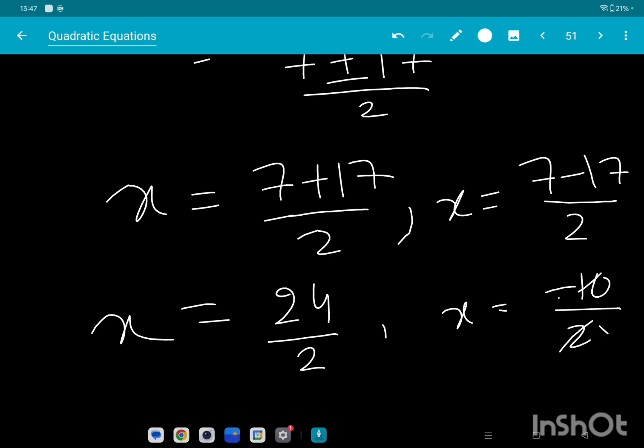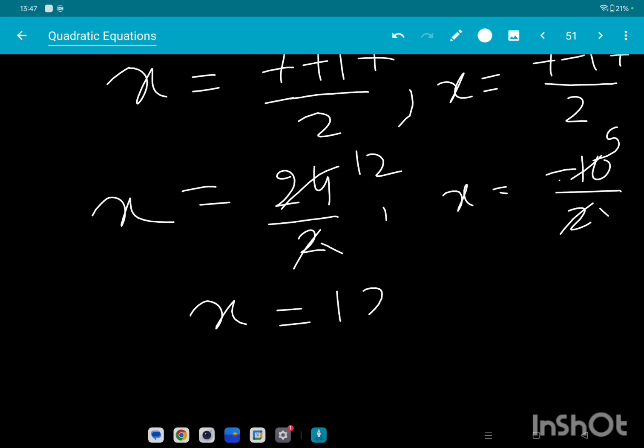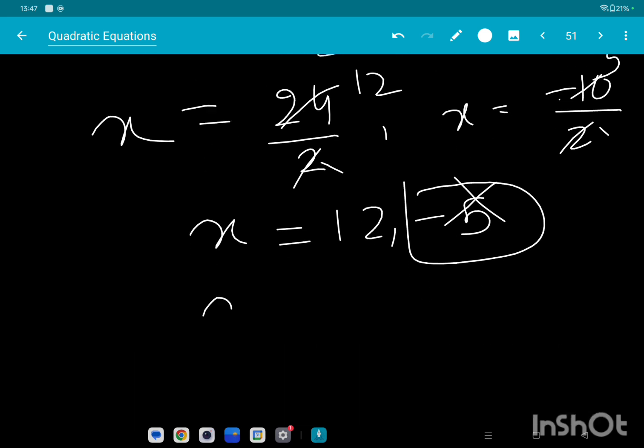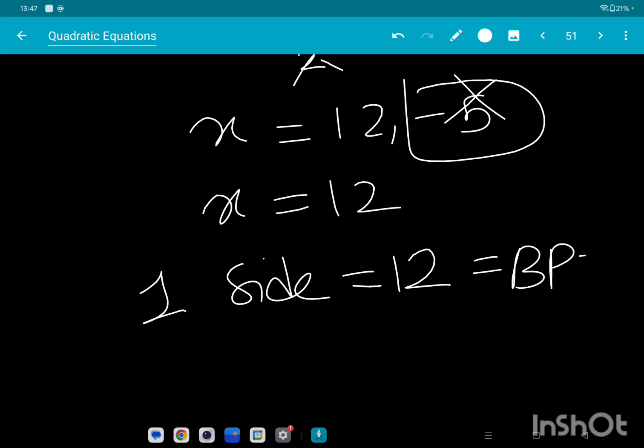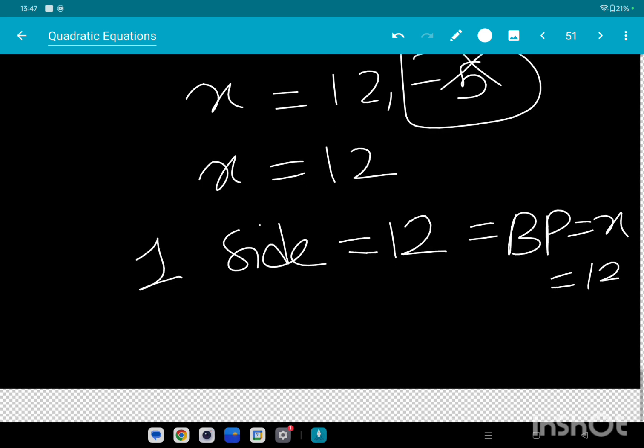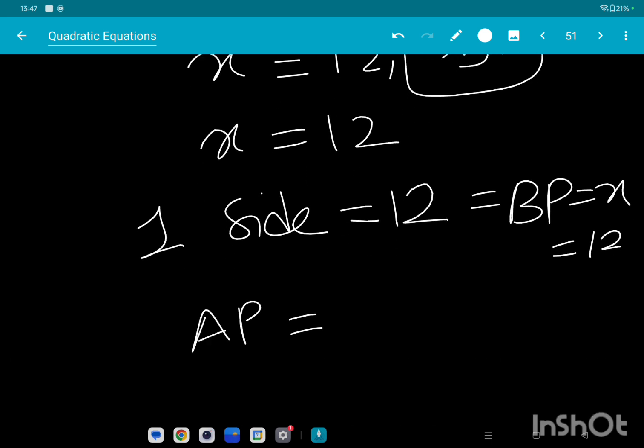Here the x values are 12 and minus 5. Minus 5 we can ignore because it is a negative number, which is not valid for measurements. So the x value is 12. So one side, which we called BP, is equal to x, which is nothing but 12. And what is the AP value? AP is equal to x minus 7, which is 12 minus 7, 5 meters.